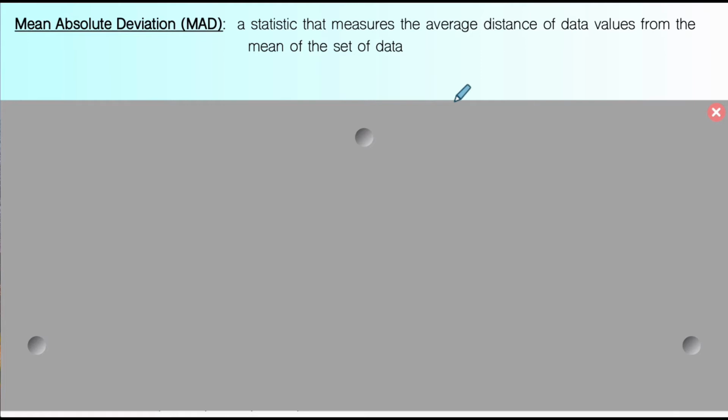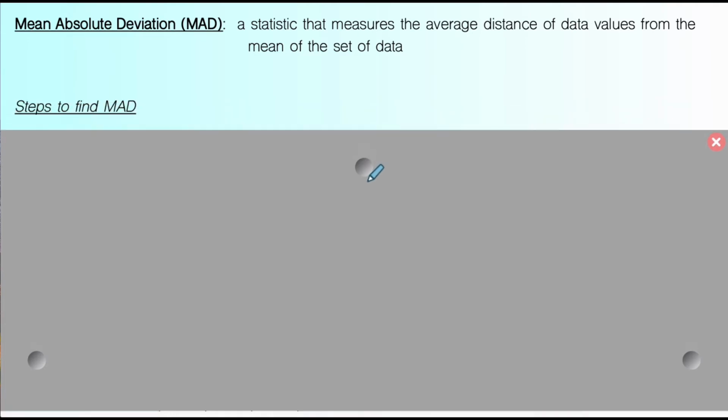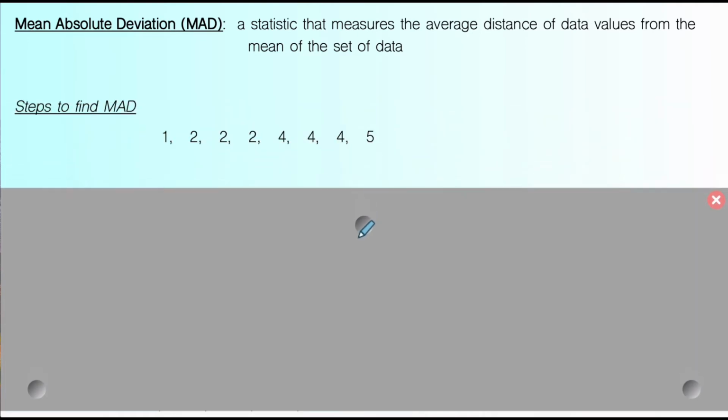So what this looks at is you take a set of data and you find the mean, the average. And then you say, how far is every number that's in the data set from the mean, from that target number? That's what mean absolute deviation measures. It measures how far every number is from the mean. And the best way to make sense of this is just to go through an example.